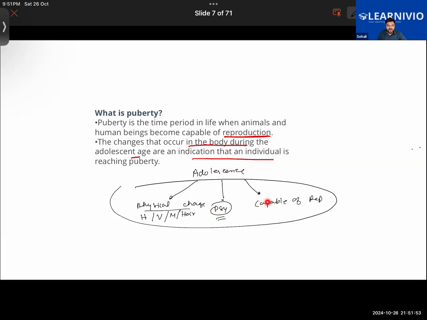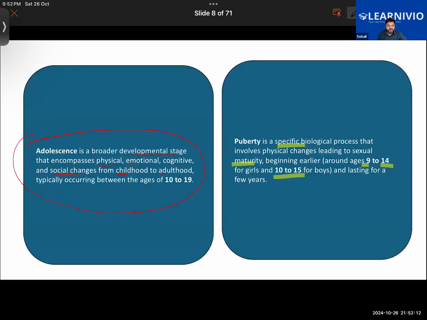But one of the important changes that will happen in the age of adolescence is becoming capable of reproduction. When they become capable of reproduction, that is called puberty. So puberty is included in adolescence. Getting it now, Ibrahim? Puberty is included in this. So there is a small difference between them. Adolescence is a broader developmental stage that talks about physical, emotional, cognitive, and social changes from childhood to adulthood. They are transitioning from child to adult.